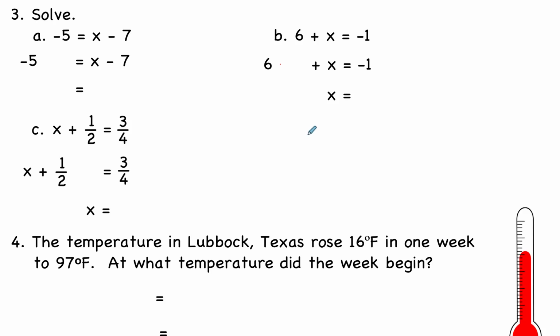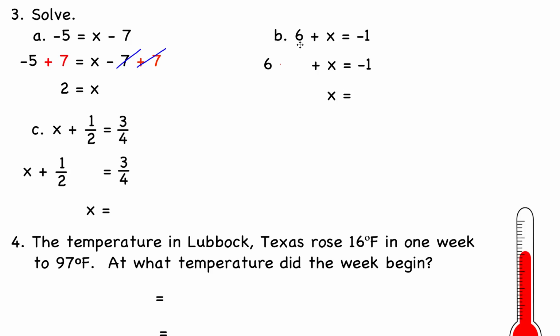Here's a couple of equations that we're going to solve working horizontally. I would prefer that you work vertically, but I'll just show you how these look when you work horizontally. Letter A says negative 5 equals x minus 7. The opposite of subtracting 7 is to add 7. And so these 7's on the right will cancel. Negative 7 plus 7 is 0. And that will allow us to get x alone. So then we know x equals 2 is our solution.